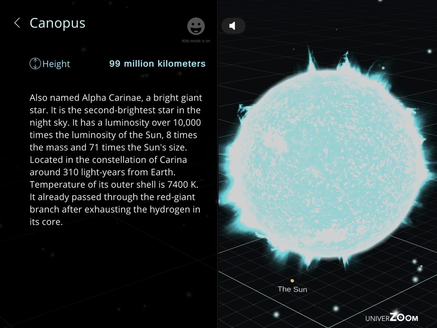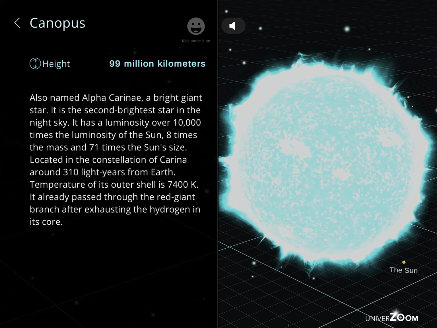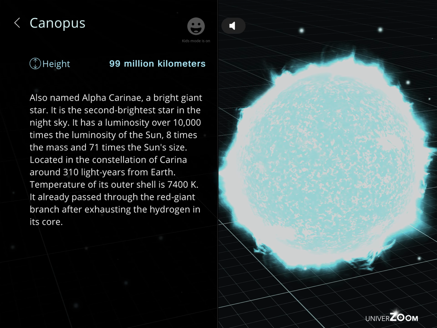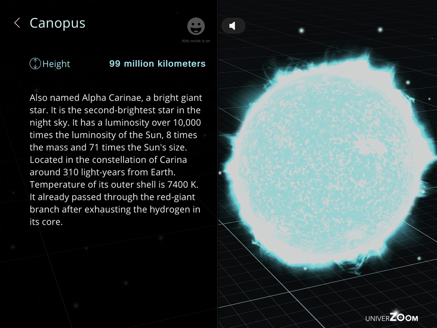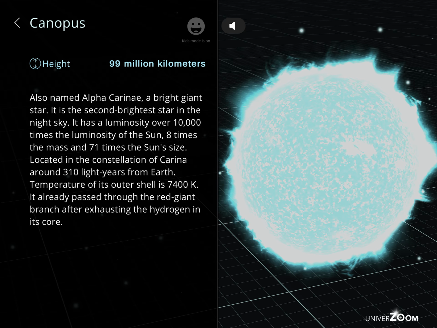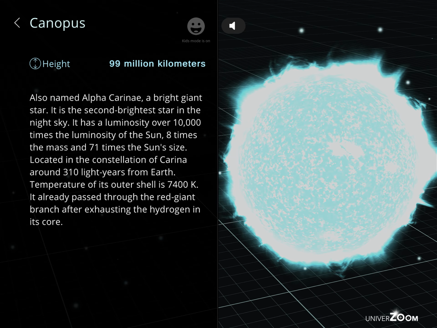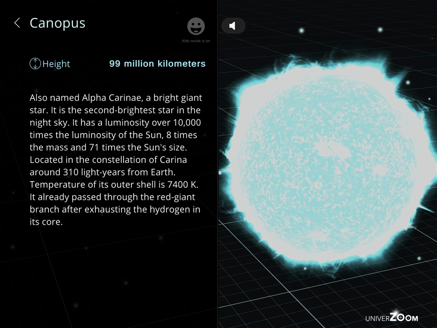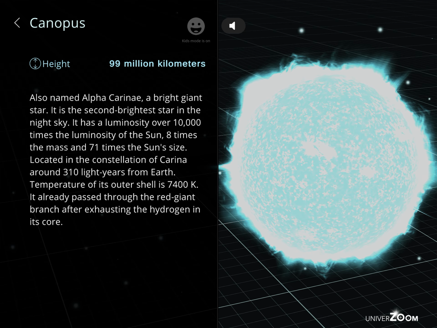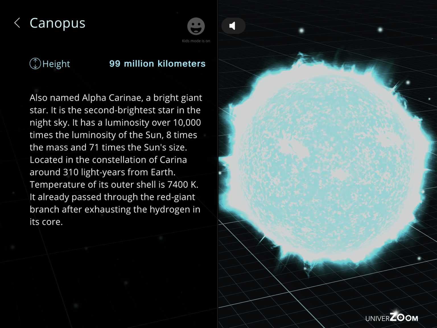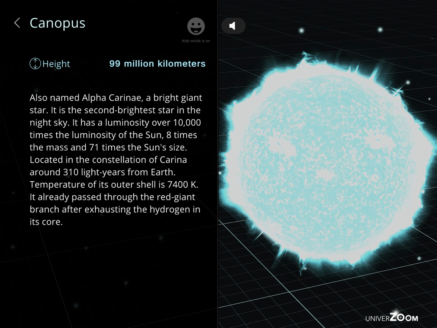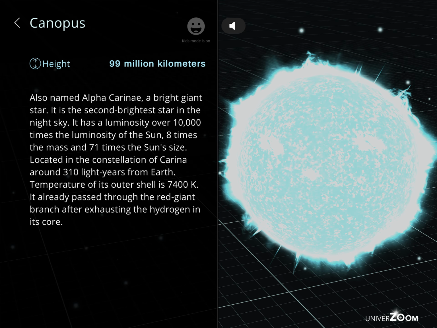Canopus. Height 99 million kilometers, also named Alpha Carinae, a bright giant star. It is the 2nd brightest star in the night sky. It has a luminosity over 10,000 times the luminosity of the Sun, 8 times the mass and 71 times the Sun's size. Located in the constellation of Carina around 310 light-years from Earth. Temperature of its outer shell is 7,400 K. It already passed through the red giant branch after exhausting the hydrogen in its core.